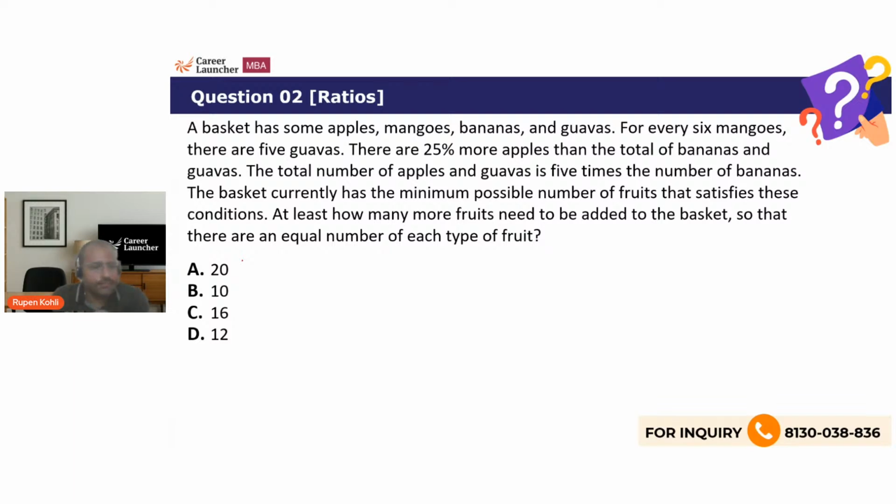All right, let's see. So you can see that there are four fruits about which the problem is giving us some interrelationships. So look at the statements. The first statement talks about mangoes and guavas. The second statement talks about apples, bananas, guavas. The third statement talks about apples, guavas, and bananas. Can you see one thing? The second and the third statements, both of them are talking of the same three quantities, which is apples, bananas, guavas. So this is the best starting point.